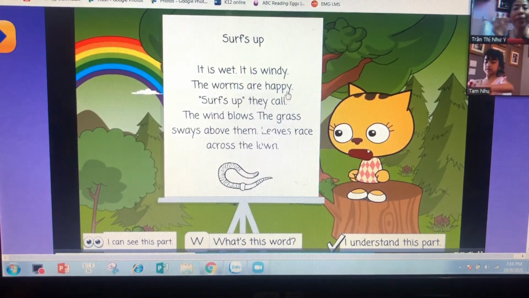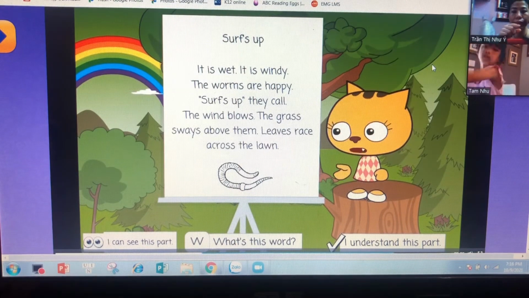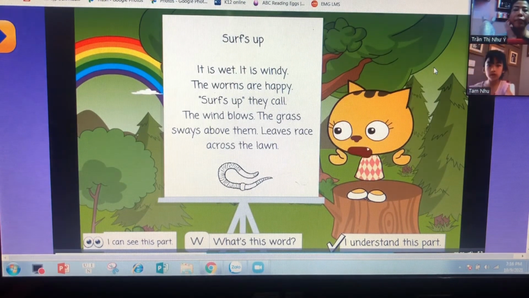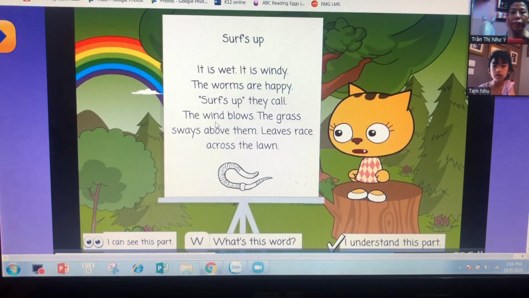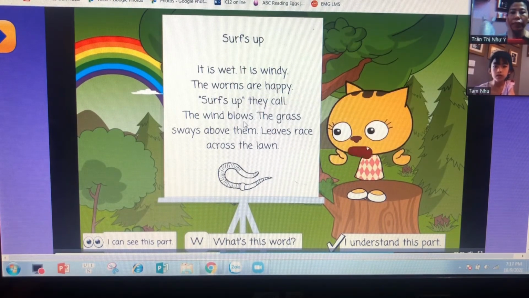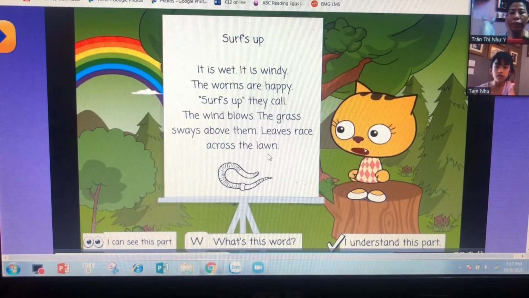Right, but this is the example. Let's see how the cat does her reading, okay? The reading is called Surf Up. Let's see how it does it. It is called Surfs Up. It is wet, it is windy, the worms are happy. Surfs up, they call. The wind blows. The grass sways above them. Leaves race across the lawn.